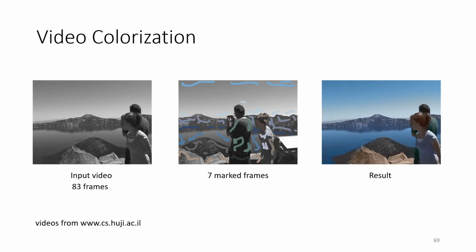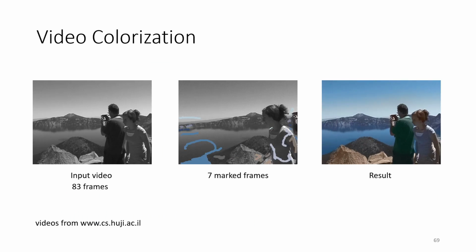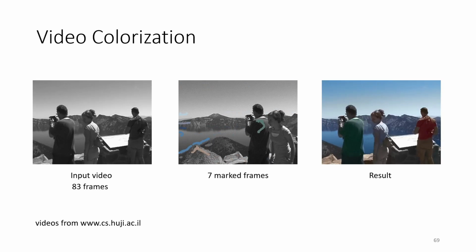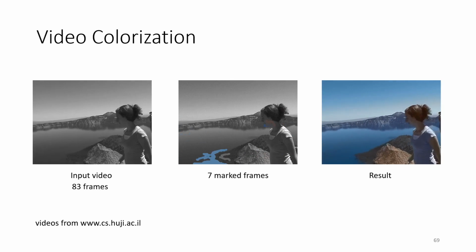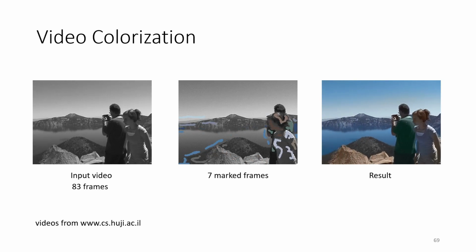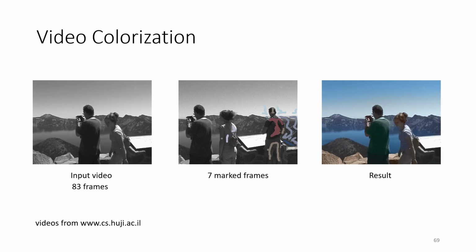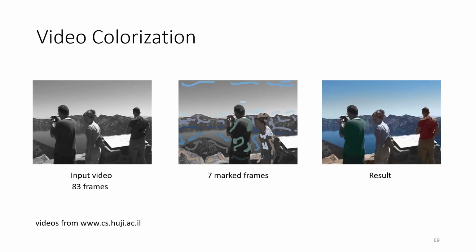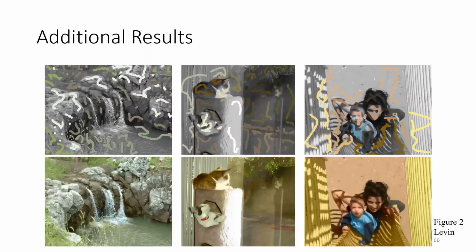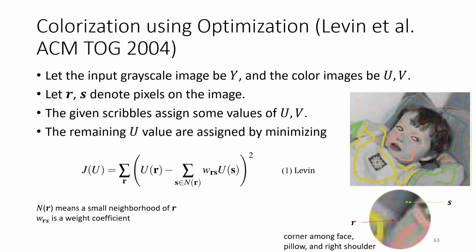So here, let's see another example. This means video colorization. This is like a video clip. There are 83 frames, and in 7 frames, the author adds some scribbles and uses the scribbles to generate the result. Okay, here let's explain something. For an image, this is the neighborhood region, right? For a pixel R, there is a neighborhood region.